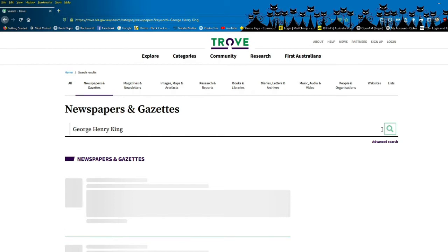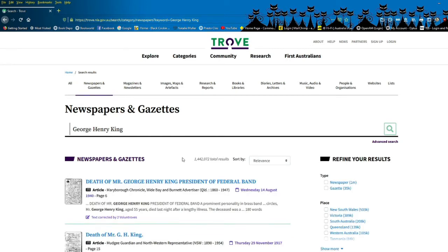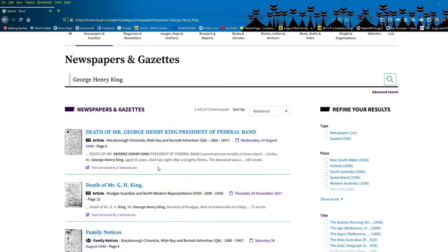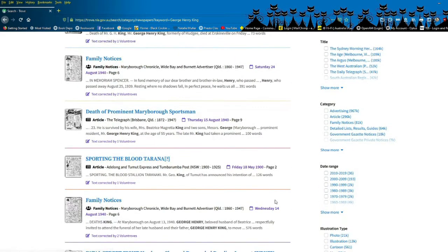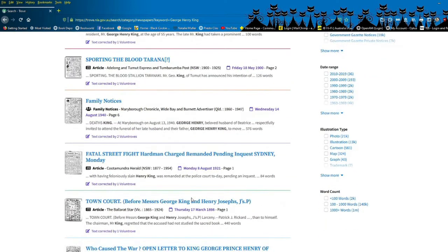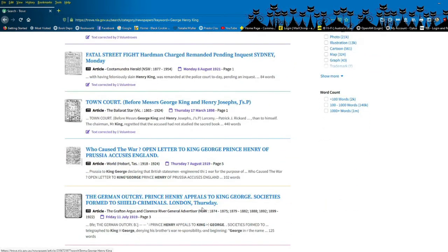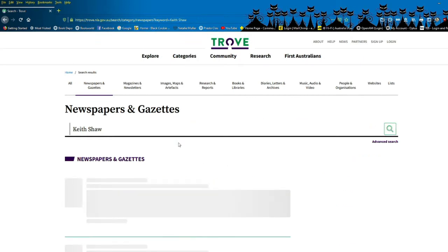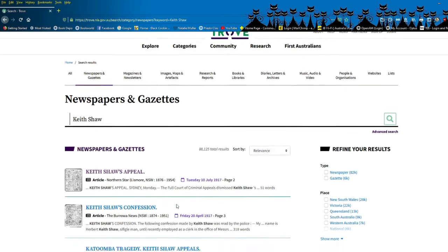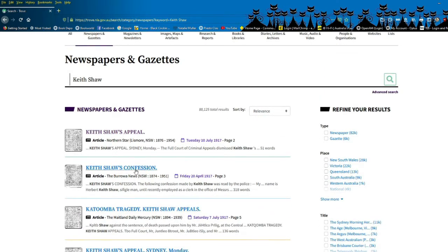So we tried George Henry King, which is the full name of the murdered man, but again, not coming up with all that much. So it takes a while getting used to playing with the archives, working out what your keywords are going to be, because you can get really great results using keywords or names around your story to expand it out, but it takes a bit of time. So we try Keith Shaw. Now, Keith Shaw being our murderer in this case.